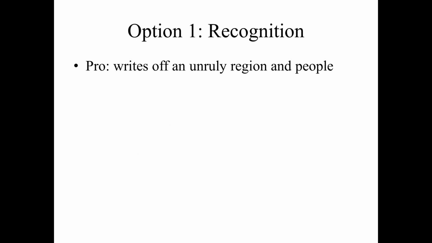All right, option one, the host state recognizes. Right? Now, the argument in favor of this is pretty simple. The host state realizes it's just not ever going to get this territory back. Not anytime soon, right? You might want the land, you don't want the people. We can't do that anymore. It just doesn't work. And look, let's be honest here. For Moldova, does Transnistria really do anything for you? Even for Serbia, does Kosovo really do anything for you?